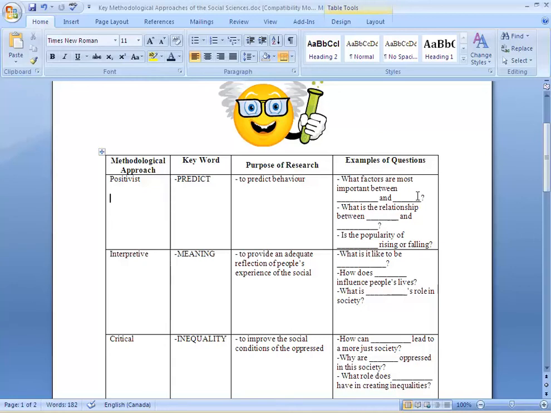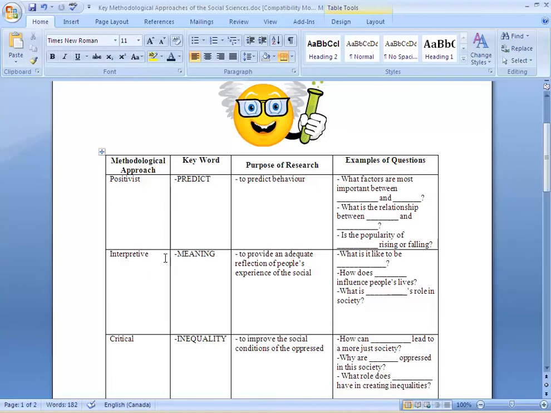At some point, I'm going to give you an issue, and then ask what a positivist would ask. So if you put the word prediction or imply the word prediction in your question, you're going to get it right. So this is maybe not as difficult as it seems.